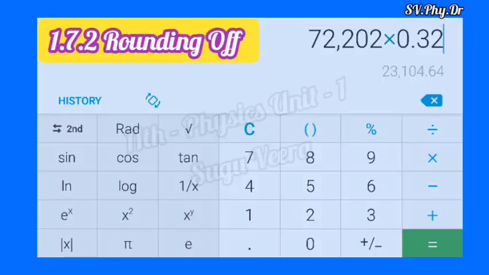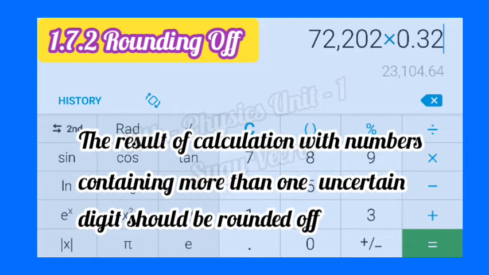Okay students, now learn about rounding off. Calculators are widely used nowadays to do calculations. The result given by a calculator has too many figures. In no case should the result have more significant figures than the figures involved in the data used for calculation. The result of calculation with numbers containing more than one uncertain digit should be rounded off.